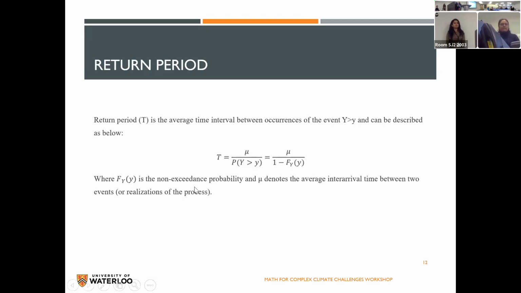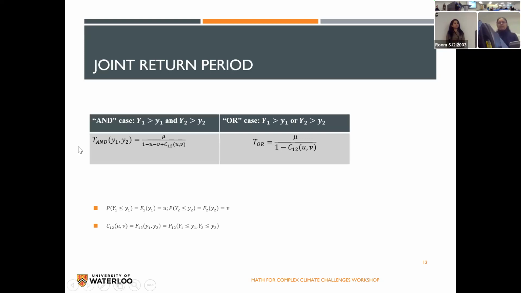This equation is for a univariate return period, but here we are concerned about the joint return period by using the Copula. For joint return period, there can be two cases. One is, what is the time interval between both the river flows exceeding the values, and another one is, what is the time interval between either of the Grand River or Speed River exceeding the maximum flow value.